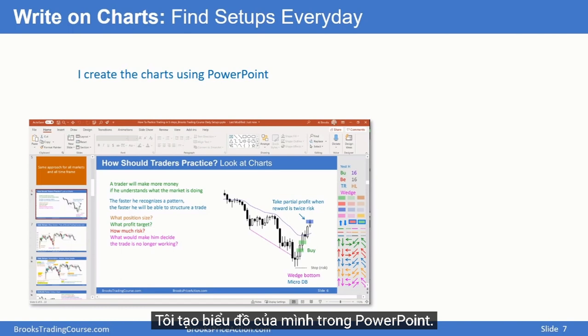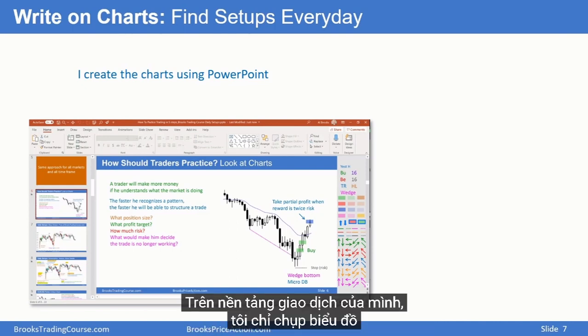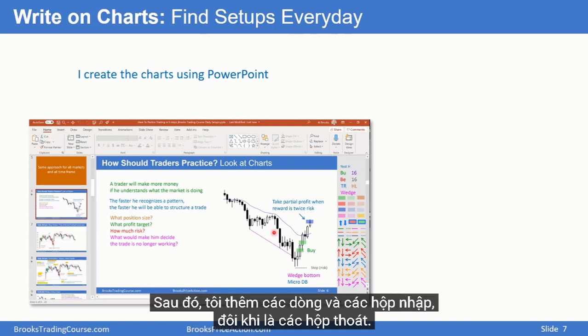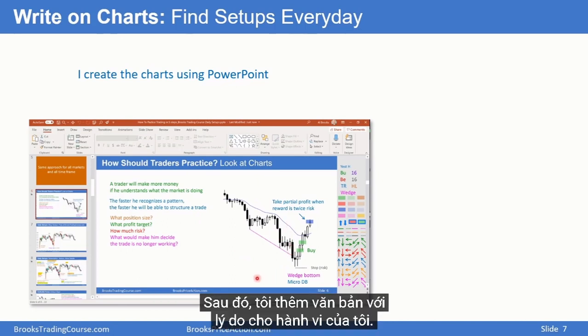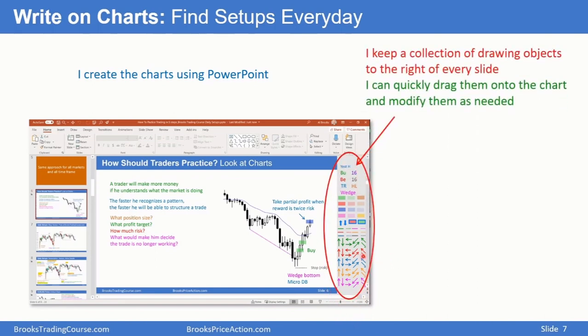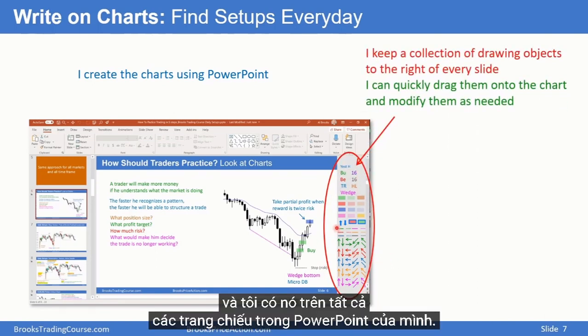I create my charts in PowerPoint. What I do is I use a capture program like Snagit or the Windows snipping program. On my trading platform, I just capture the chart and then I paste it into a slide in PowerPoint. Then I add the lines and the entry boxes, sometimes the exit boxes, and I add text with the reason for my behavior. And then look on the right over here. I have a bunch of objects. And I have that on all the slides in my PowerPoint.